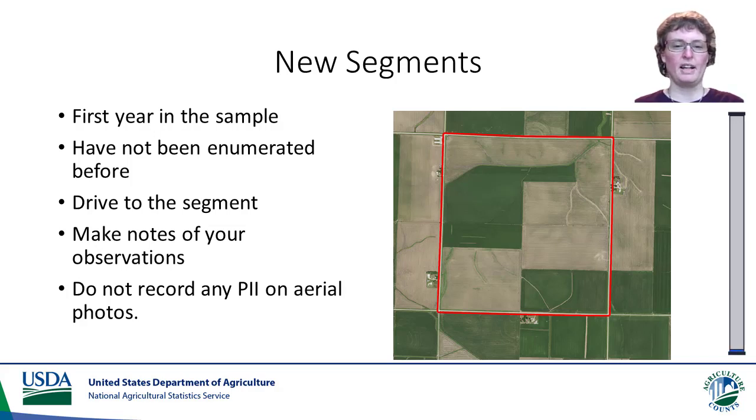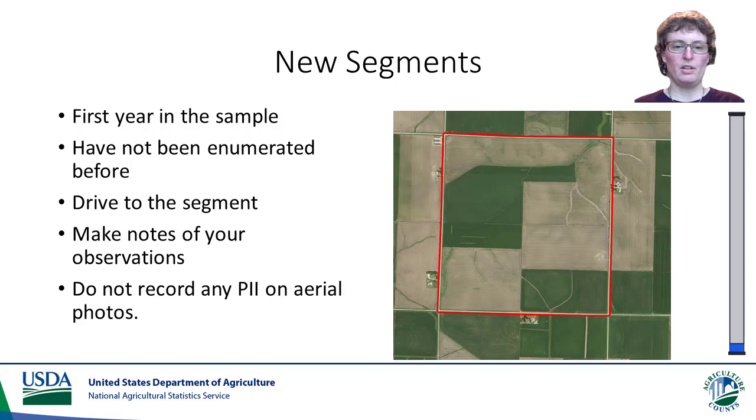Before making any contacts, you'll want to drive to the segment to familiarize yourself with the boundaries. Be sure to drive all the way around the segment if possible, and drive on any roads through the segment so that you have the best picture possible of what the segment contains. Be sure to make notes of your observations. This could include landmarks, road names, ditches, waterways, addresses, or names on mailboxes, or even agricultural production, such as a wheat field or corn stubble. These could all be helpful later when talking to possible operators.